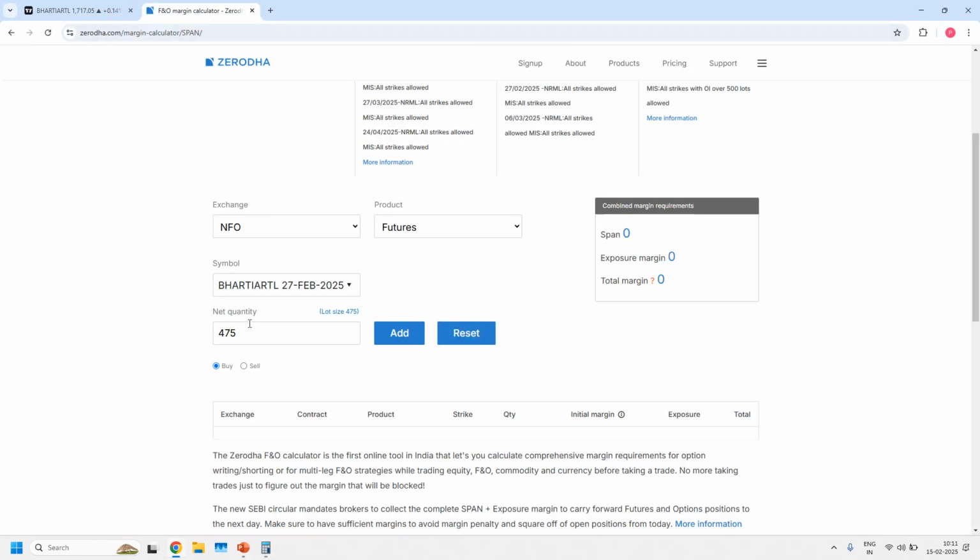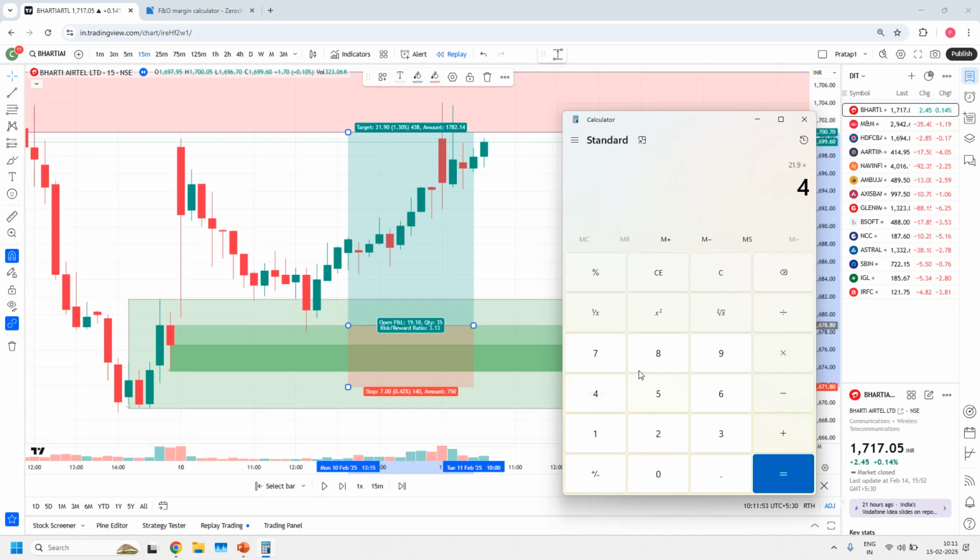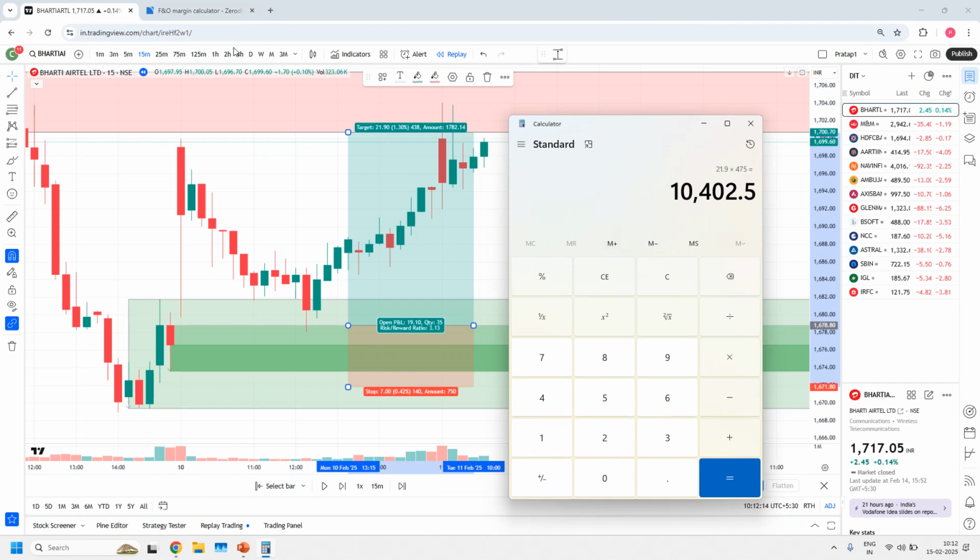And what is the lot size? 475. Multiplied by 475, you would have got 10,402 rupees profit in 2 trading days. On the first trading day you got the trade, and in the next trading session it reached the target. And what could be your ROI within 2 days? Approximately, let me calculate the ROI.